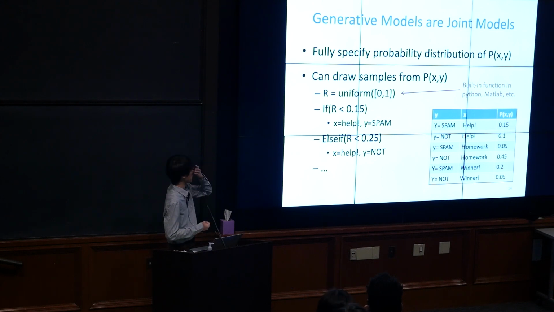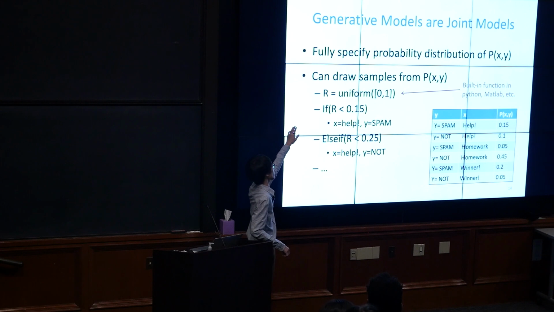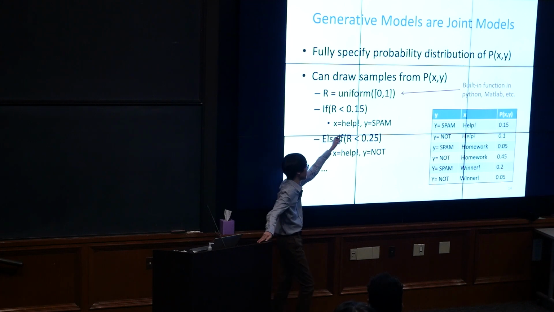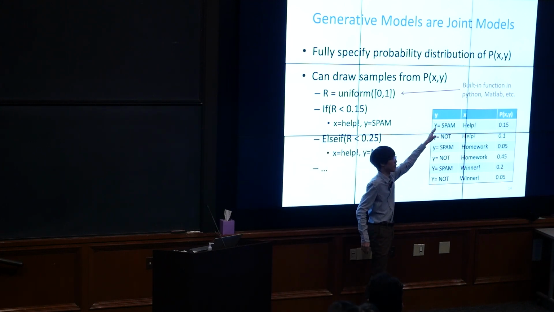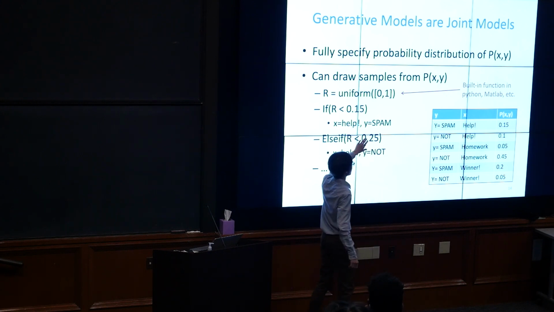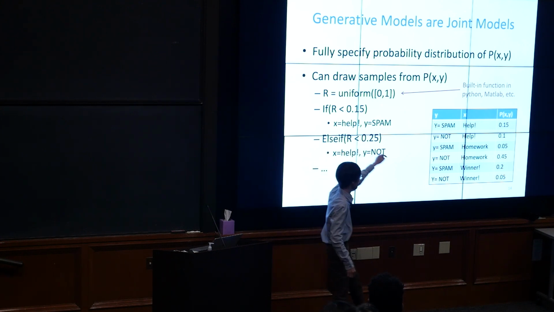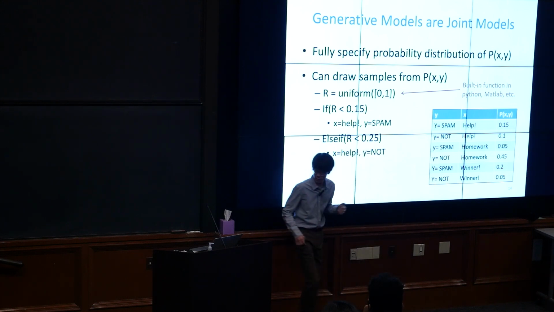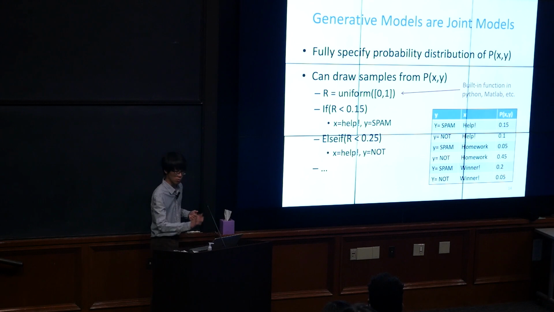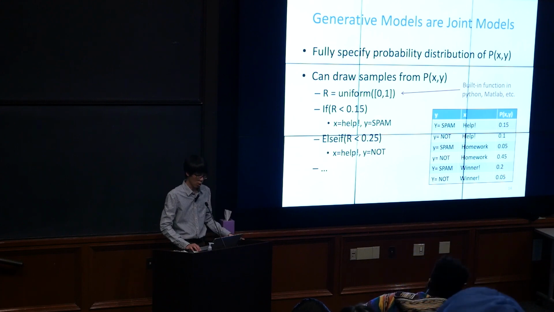So this is a pseudocode example of how you would sample data from p of x comma y, given that spam or ham example, where you would sample some random number between 0 and 1, and if that number is below 0.15, then it's this example, right? And if not, then it's this example after. It says 0.25 here, but it's just a lazy way of saying greater than 0.15 but less than 0.25, because it's cumulative. But anyway, it's pretty straightforward to sample a completely new data set from this joint probability distribution.